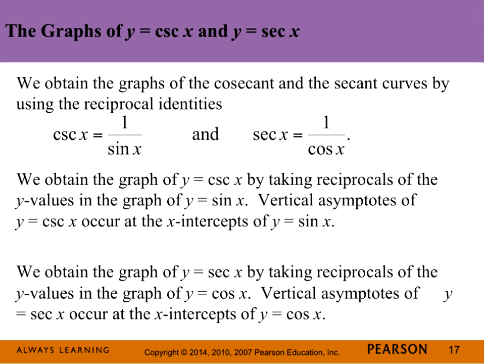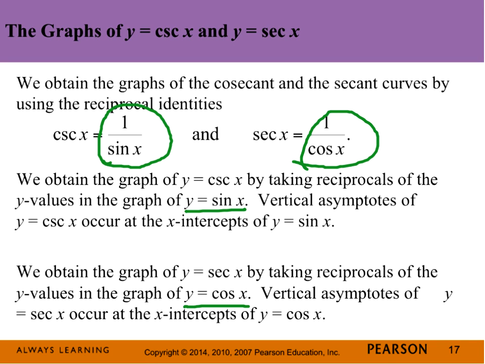All right, so these are actually blanks on your note sheets here, if you want to fill those in if you're following along. We obtain the graphs of cosecant and secant curves by using the reciprocal identities. We learned a few sections ago that the cosecant of x is equal to 1 over the sine of x, and the secant of x is equal to 1 over the cosine of x. So for cosecant, we end up graphing the sine of x, and then we use that graph to sketch the cosecant, and just the opposite with secant.